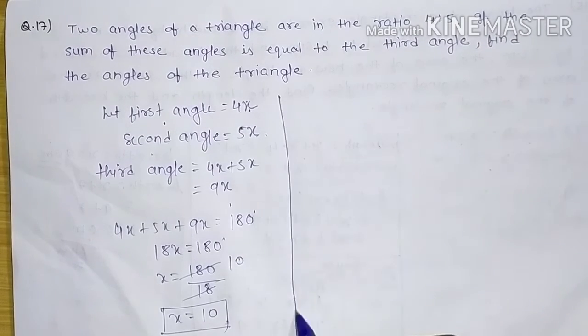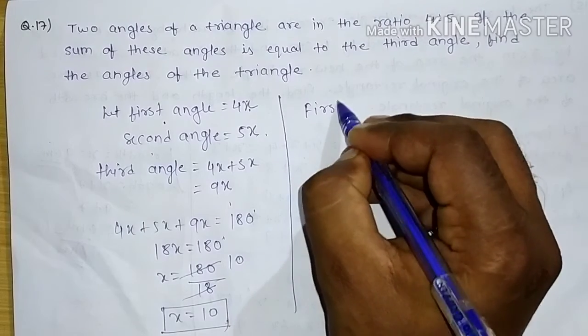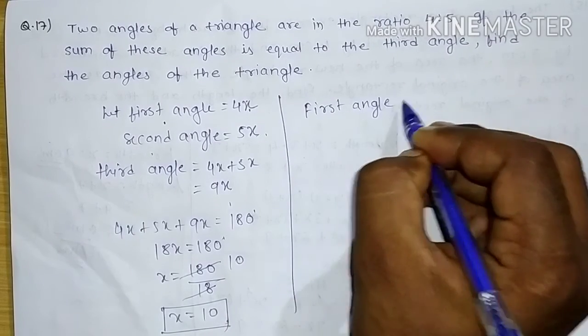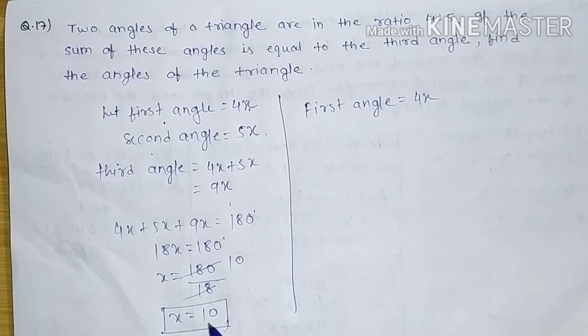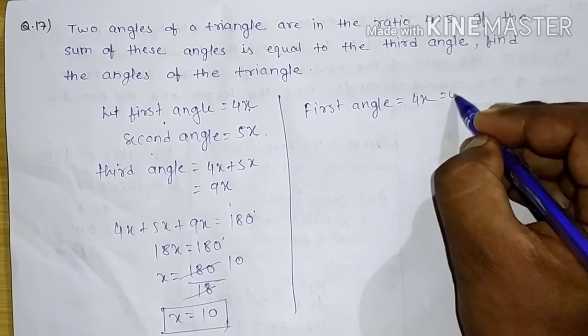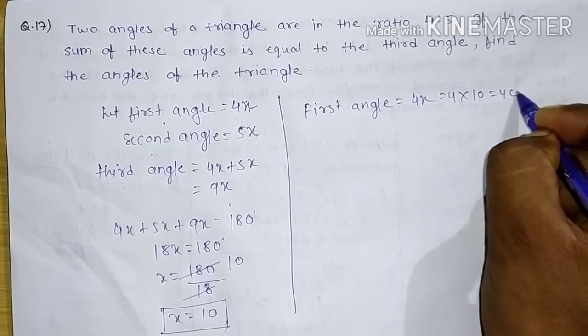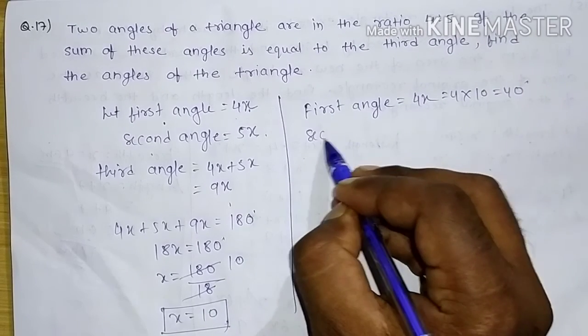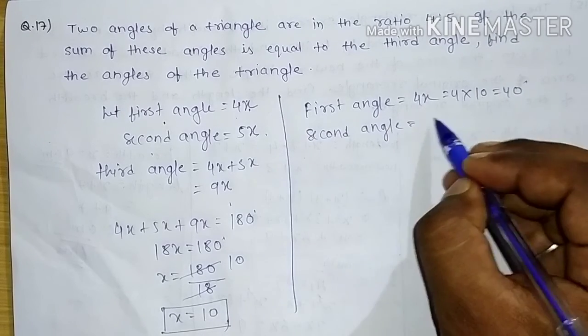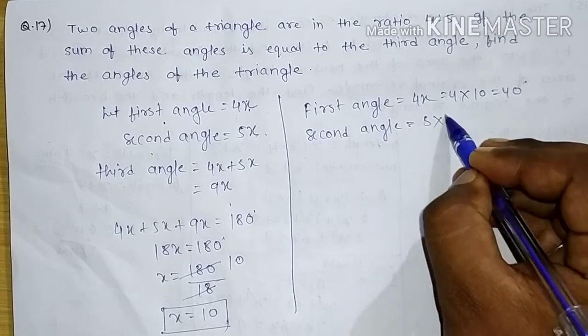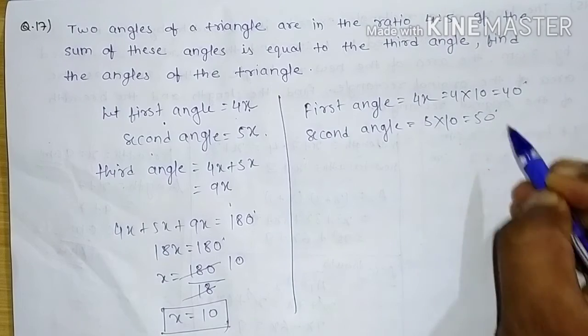Now the first angle is equal to 4x. Put the value of x here, that is 10. So 4 into 10 is 40 degrees. Now the second angle is 5x, so 5 into 10, that is 50 degrees.